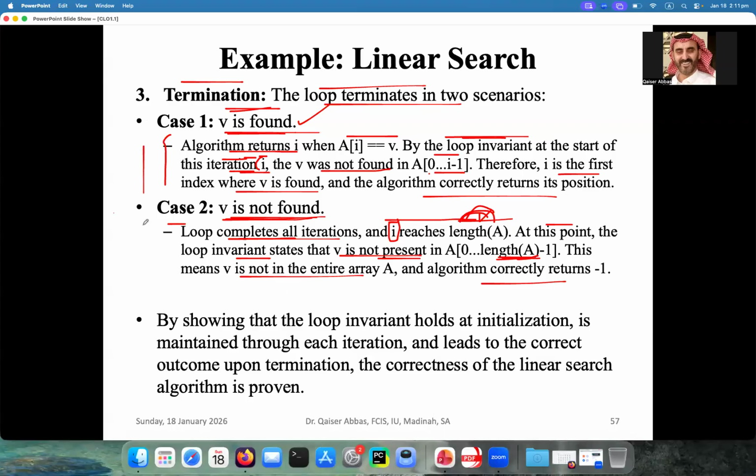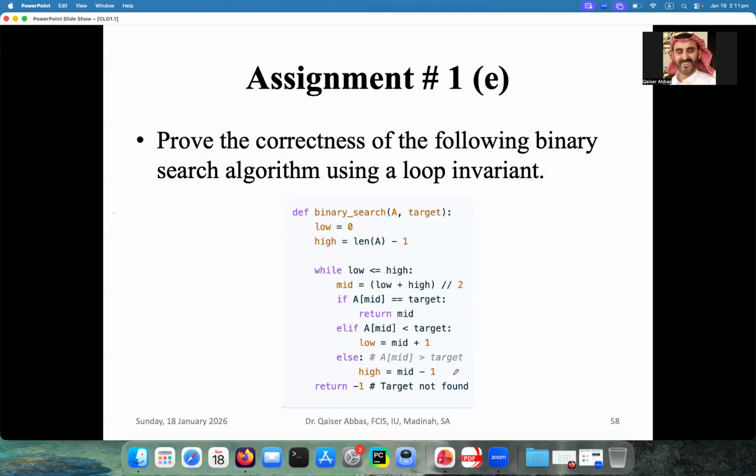Okay, now after 3 steps, by showing the loop invariant, you have shown that the loop invariant is true for initialization, for maintenance, and for termination. And if it is true, then you can say that the given linear search algorithm is correct.